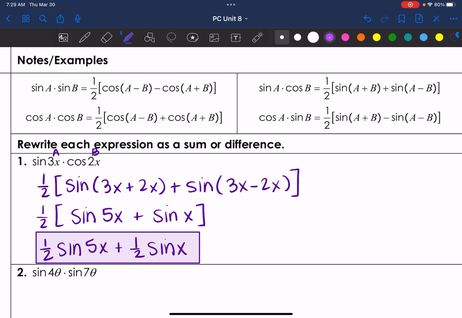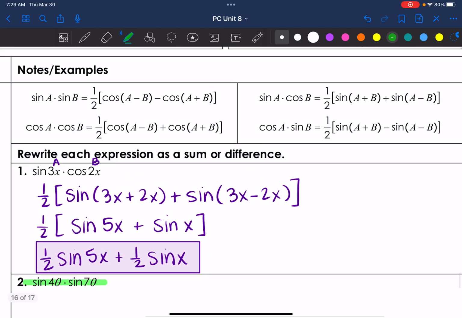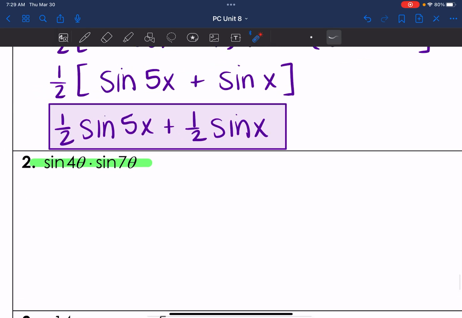The next one says sine of 4 theta times sine of 7 theta. So this one is double sine, sine times sine. So when you look at your patterns up here, sine times sine is this top left. So we're going to follow this formula, this recipe here. So we have A and B represent the first and the second angle. So I'm going to go ahead and label that. 4 theta would be A, and 7 theta is B.